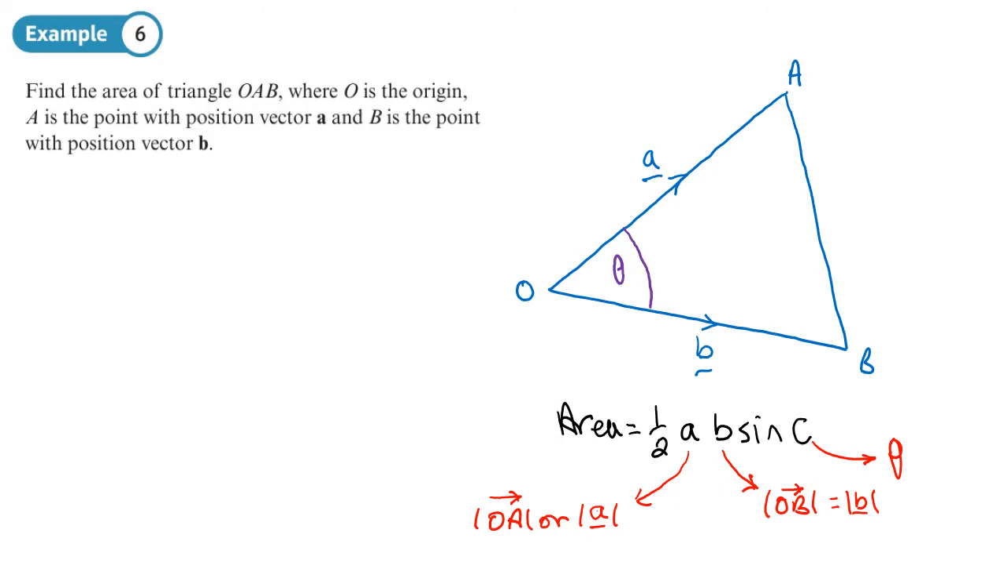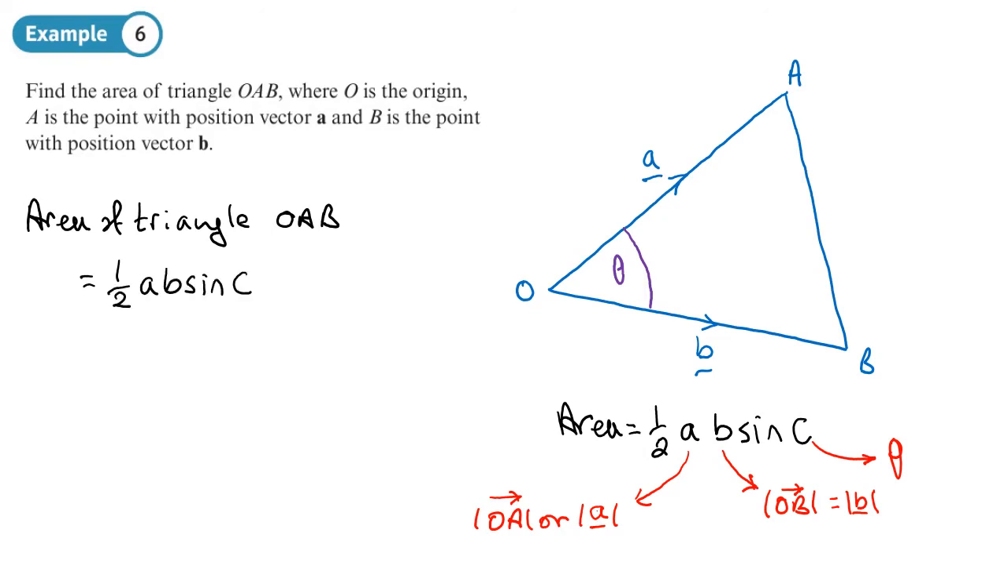Okay, so let's write down what we've got. So area of triangle OAB equals half AB sine C, or using that. Then from that we will get, and I really shouldn't put an equal sign there because we're going to be using that. So the area of the triangle is going to be half the length of A, the length of B, sine theta.